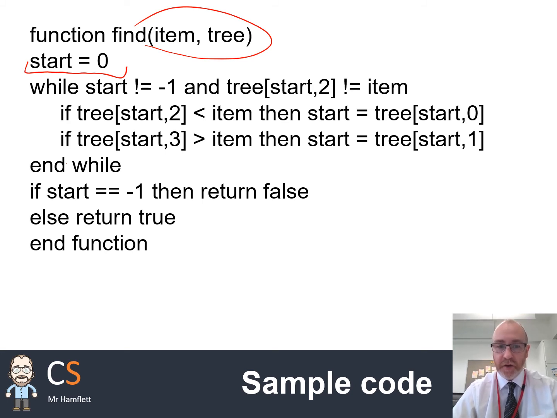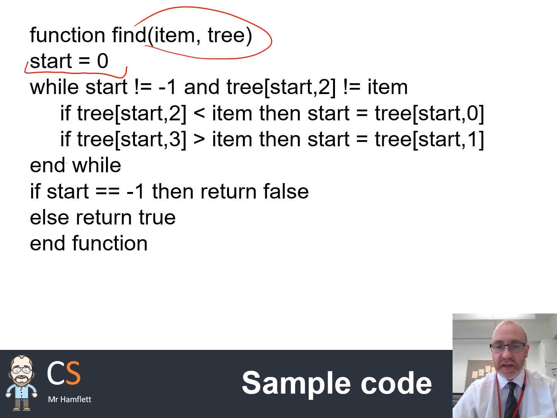So then we have the loop: while start does not equal -1. What that means is, if I get to a point where I'm looking at a leaf, so I'm trying to look at maybe a smaller value or bigger value, and there's nothing there because it's a child, it's a leaf, then I want to stop and I'll return false. Okay.